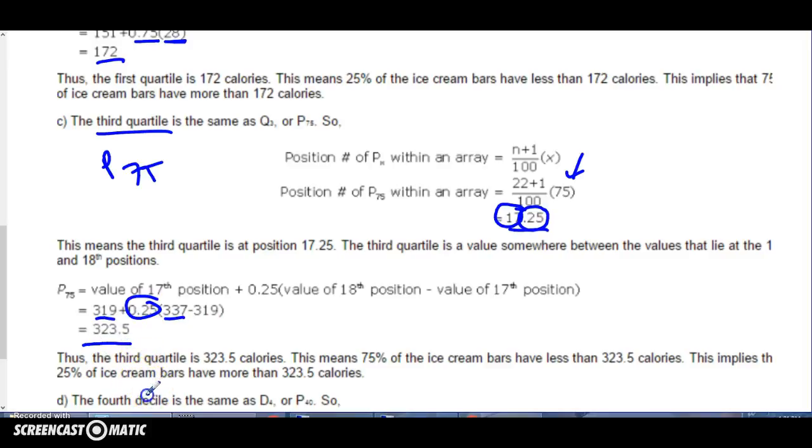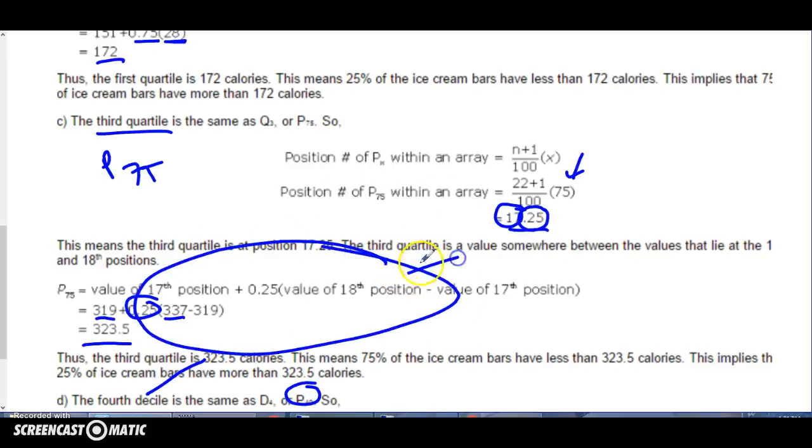The fourth decile is the same as being in the 40th percentile, and you do the same thing as that. Hopefully that makes sense. I think it should make more sense. Even when I looked at this equation the first time, I was like, what's going on here? So take your time, try to go through it. If you have any questions, please send me an email. Take care.